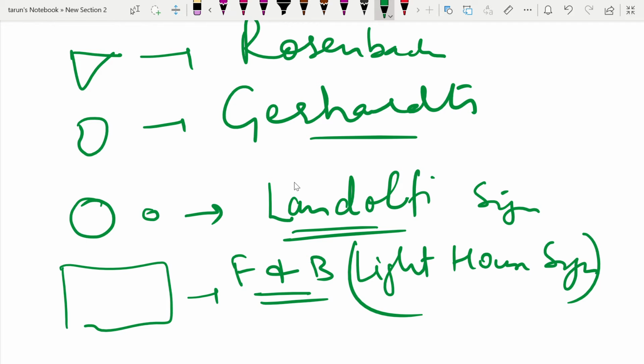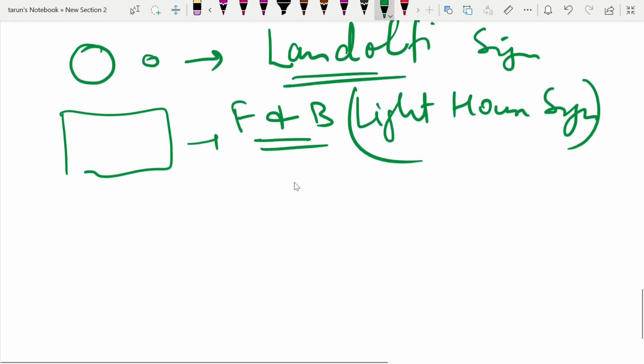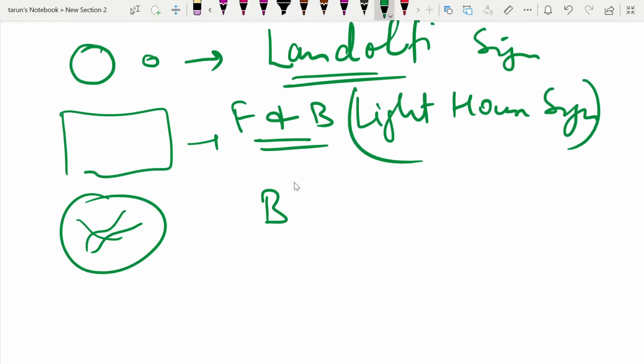And pulsation of the retinal artery is Becker sign. So this is the retina, here is the retinal artery. Pulsations of the retinal artery is known as Becker sign.